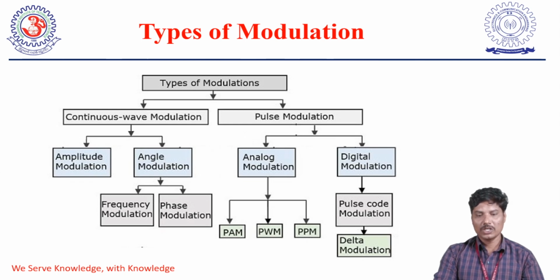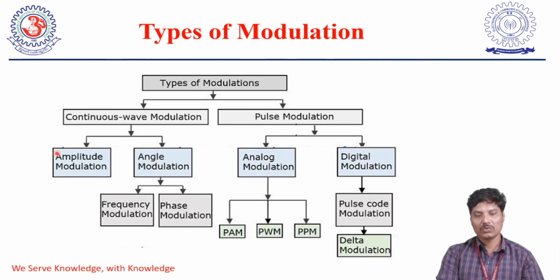Again, this continuous wave modulation is classified into two types: one is amplitude modulation, another one is angle modulation. Suppose you want to represent a continuous wave, how can we represent it? A cos(2πf_c t + θ). Based on the characteristics contained in it, one is amplitude A, and the other is the angle, 2πf_c t + θ. Therefore, based on these two characteristics, A is one characteristic and 2πf_c t + θ is another. That 2πf_c t + θ we call the angle.